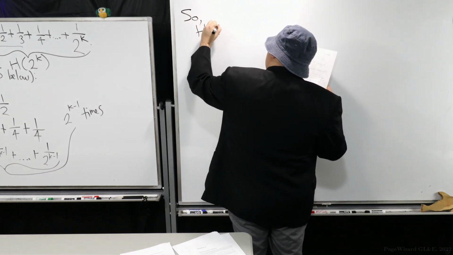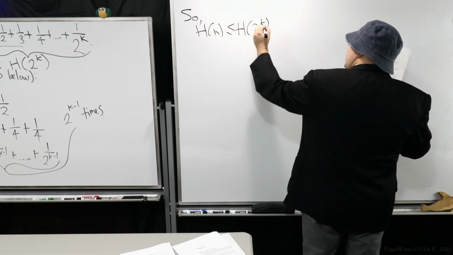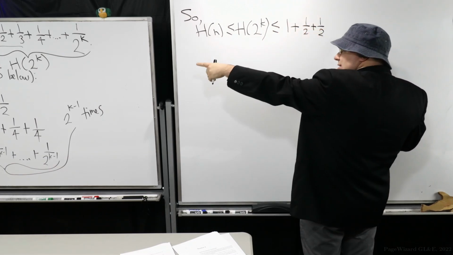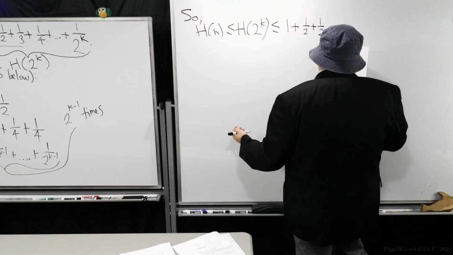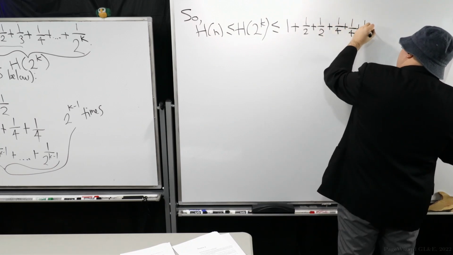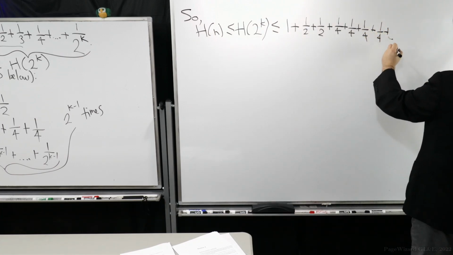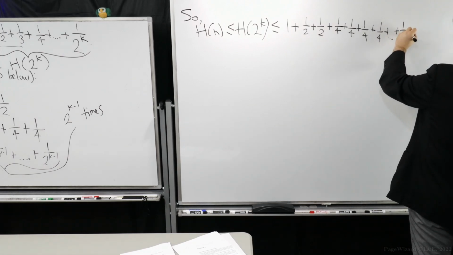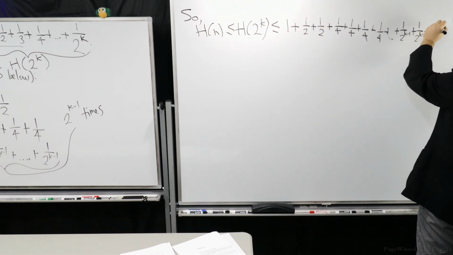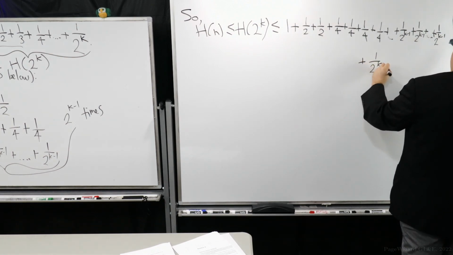So, H of N is less than or equal to H of 2 to the power of K, which is less than or equal to 1 plus 1/2 plus 1/2. Now remember, I'm taking each one of those lines one after the other. So 1/2 plus 1/2, then I have 4 1/4, then I would have 8 1/8. So 1 over 2 to the power k minus 1 plus 1 over 2 to the power k minus 1 plus all the way up to 1 over 2 to the power k minus 1. Then I would have the plus 1 over 2 to the power of k at the end.